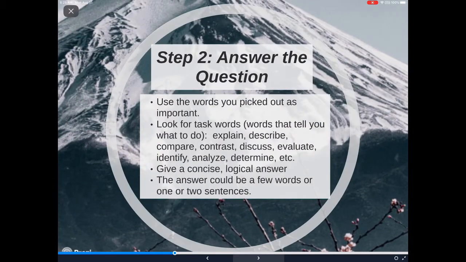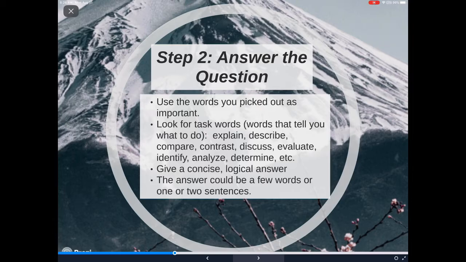You're going to end your first sentence with answering the question. So you use the words that you picked out as important. Look for task words like explain, describe, compare, contrast, discuss, evaluate, identify, analyze, determine, etc. We've all seen them before. They tell you what to do and how you're supposed to answer. You want to give a concise and logical answer. You don't want your sentence to drag on forever and ever, amen.